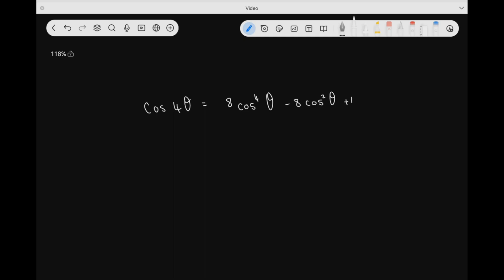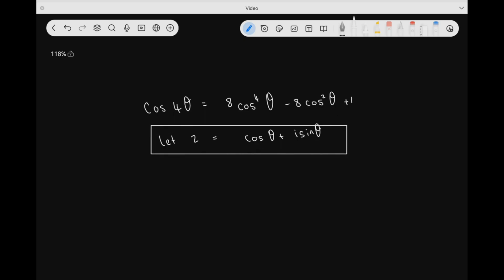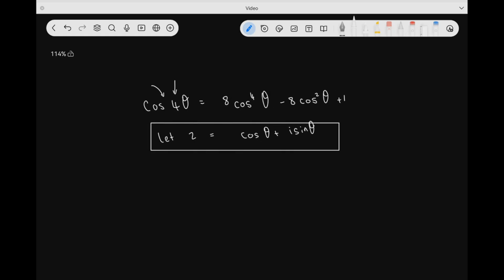Well, the first thing we need to do is say let z equal cosine theta plus i sine theta. The reason you can use this polar form is because we look at the positioning of the 4 here. If you remember from De Moivre's theorem, we can apply it to get that 4 into the position in front of theta. So let's see if we can do that.